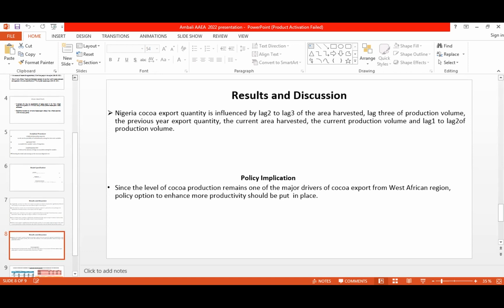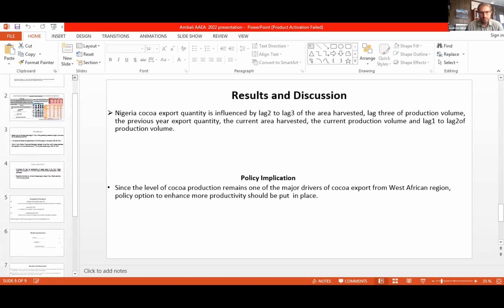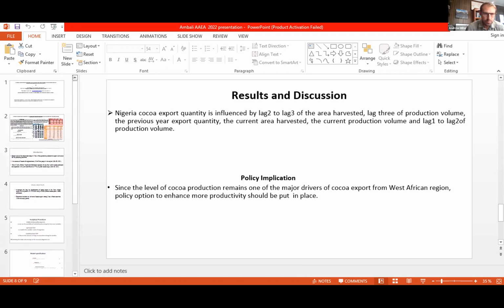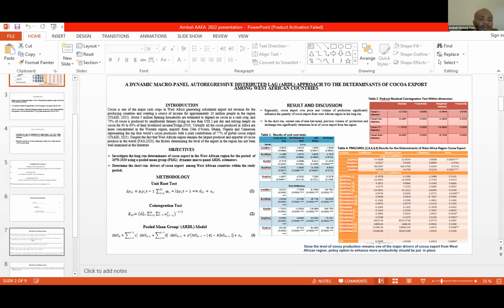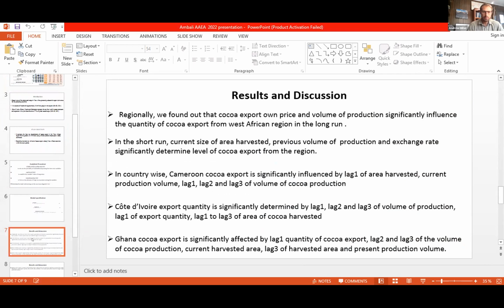Any question? Yeah, I have a question. Going back to the, I think one previous slide, like one back. The one with the different countries, like Ghana, Cote d'Ivoire. What do you think the differences are in which variables were significant in explaining the export price and volume, like between the countries? Are there differences in storage practices, or what determines those differences?